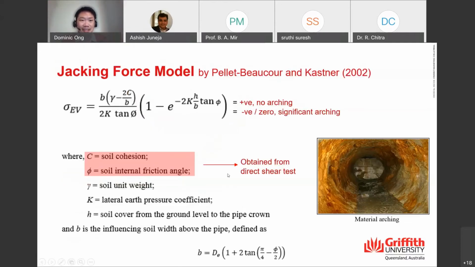Okay, this is sigma EV. As far as sigma EV is concerned, it uses C dash and phi dash. This is another reason why I said earlier on that we want to be able to characterize the C dash and phi dash of the rock. Sigma EV would basically tell us that if it's a positive value, there is no arching. If it's a 0 or a negative value, there is significant arching taking place in the upper part of your soil above the crown of your tunnel.